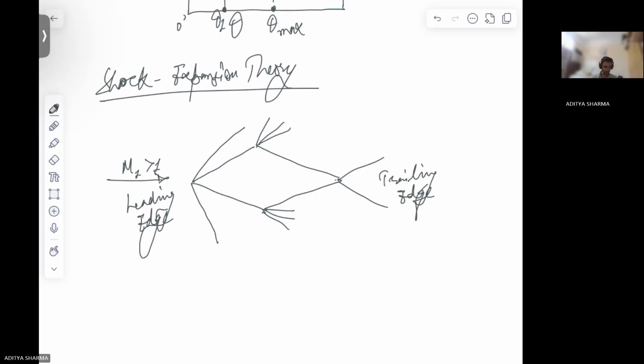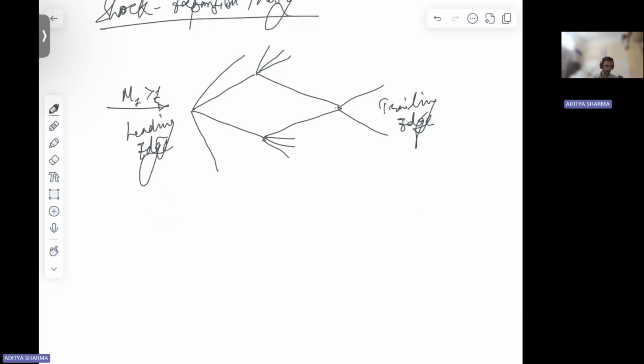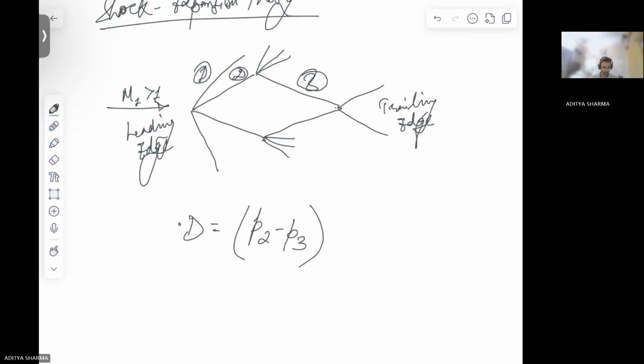Now here you can find out the drag per unit span. So this is region 1, this is region 2, this is region 3. So drag per unit span can be given by pressure in region 2 minus pressure in region 3, times t. t is the thickness of this airfoil. Okay, diamond shaped airfoil.